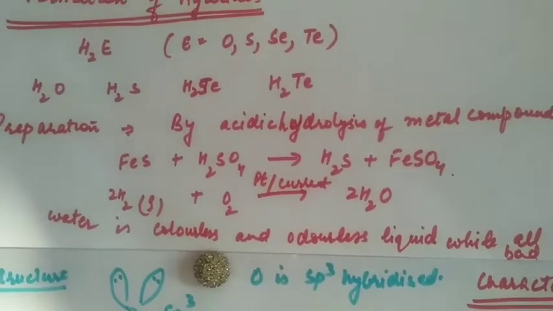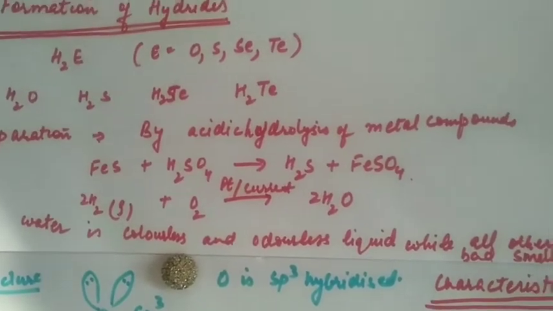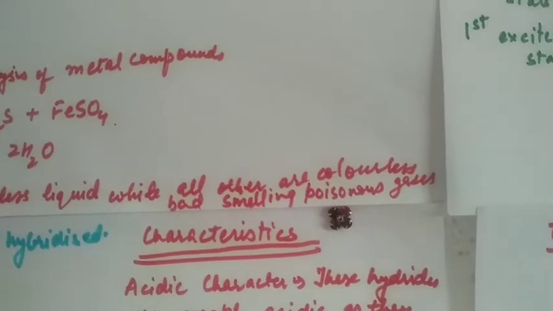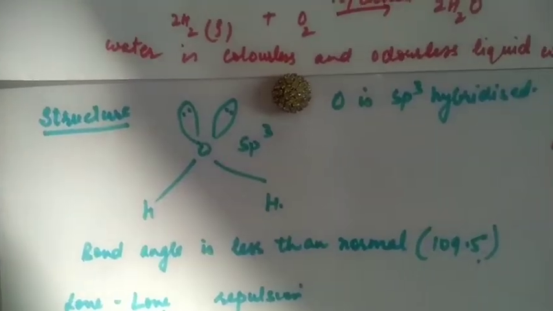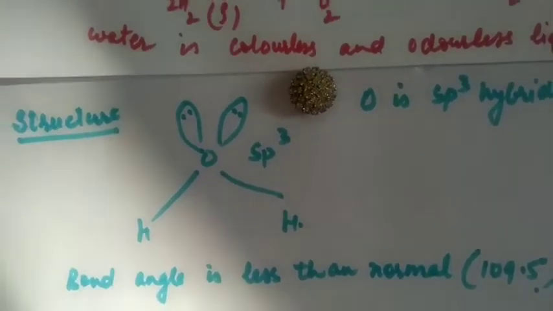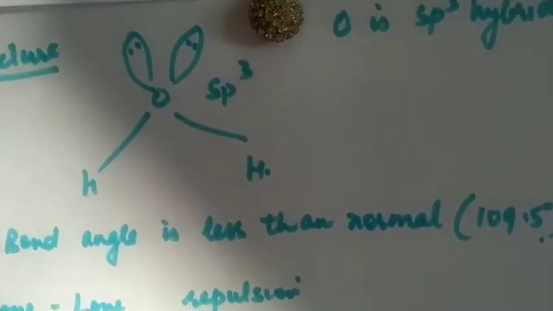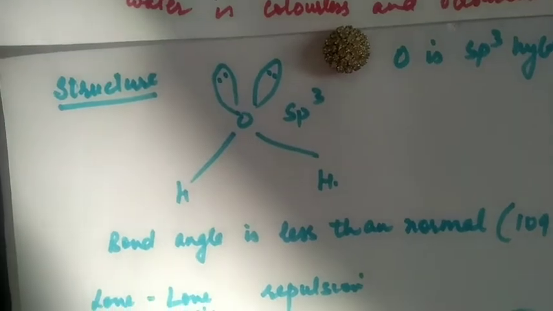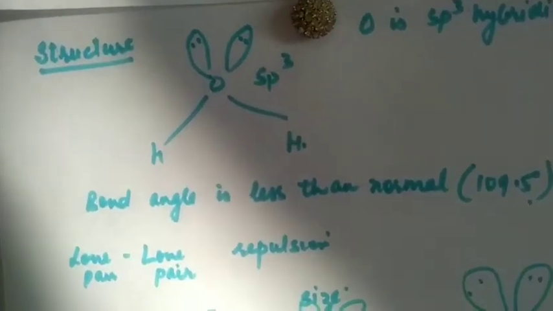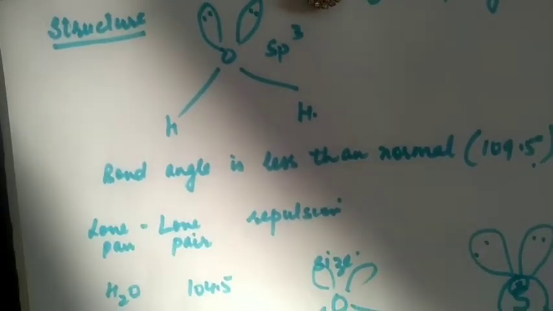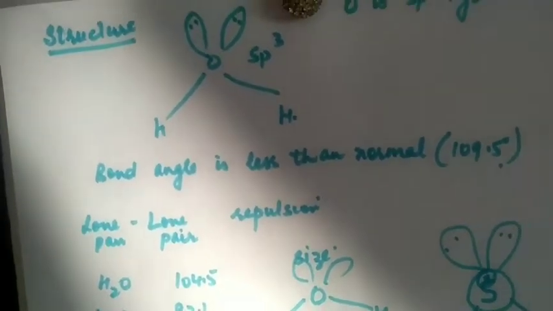Water, the hydride of oxygen, is colorless and odorless liquid, while all other hydrides are colorless but bad smelling poisonous gases. The structure: the oxygen is sp3 hybridized. Of the 4 sp3 hybrid orbitals, 2 are occupied with lone pair of electrons and the remaining 2 form covalent bonds, sigma bonds with hydrogen atoms.